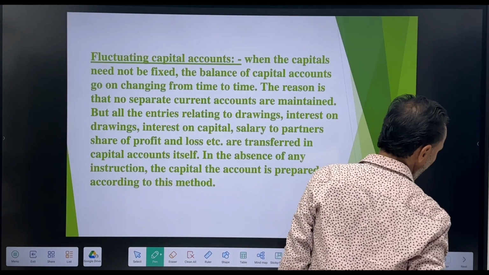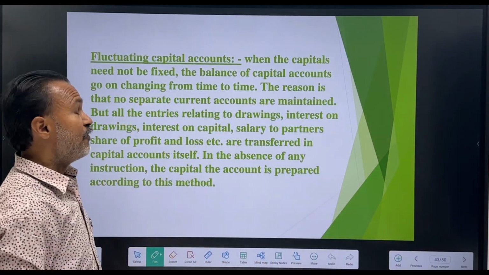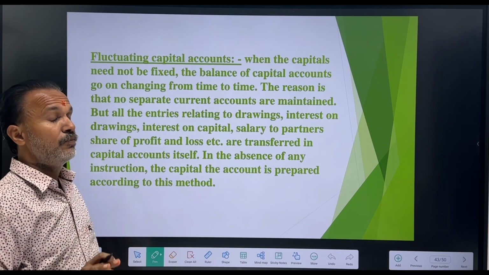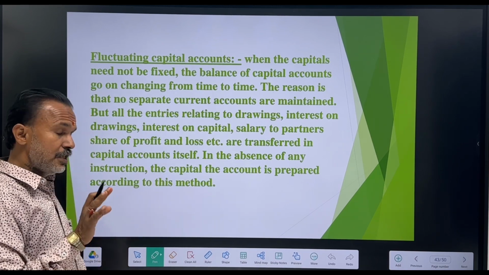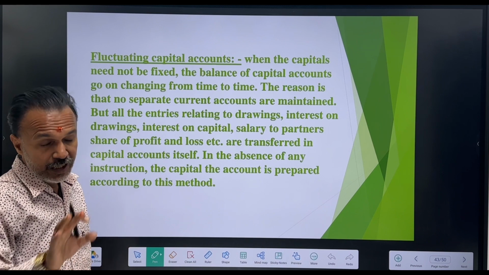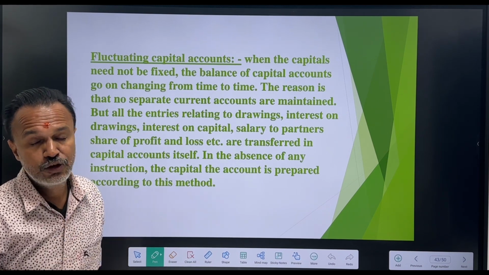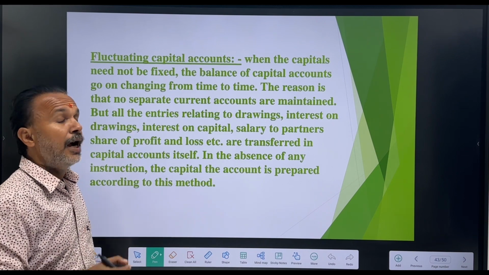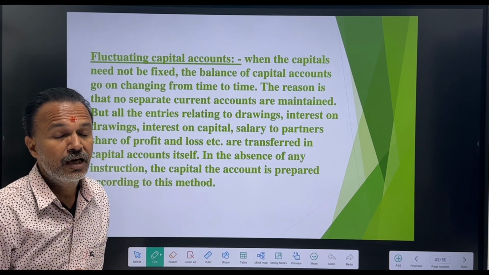Then next, fluctuating capital account. In the case of fluctuating capital account, the original capital invested by the partners in the firm does not remain constant. It is changed from time to time. And all items relating to drawing, interest on drawing, salary, commission, PL appropriation, etc. are transferred in the capital account itself.